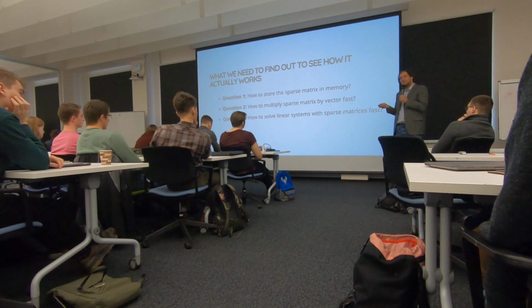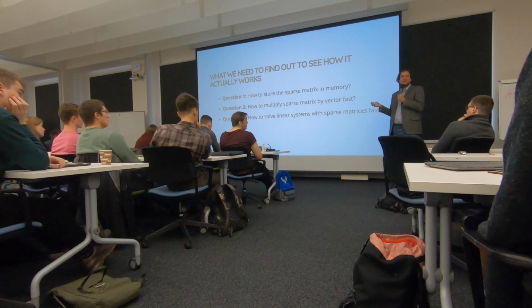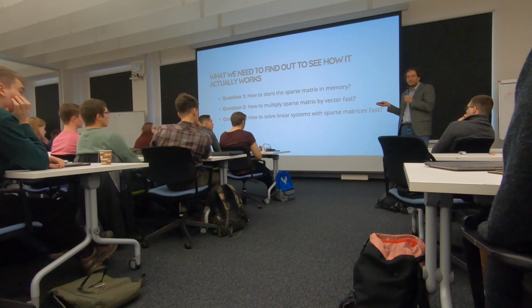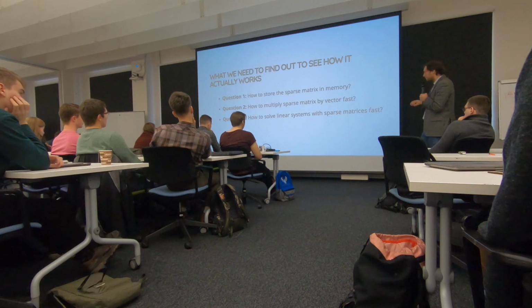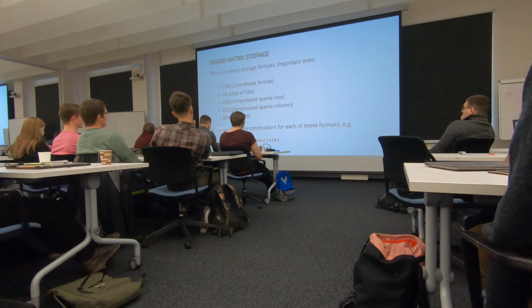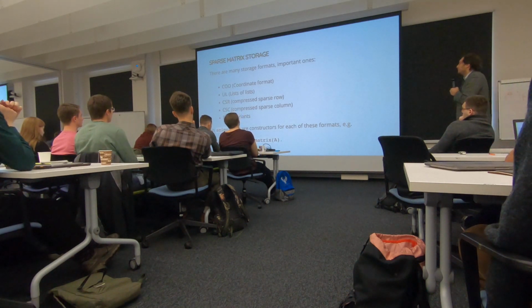Sparse matrix by vector product is of crucial importance, for example, for solving linear systems, because that's the way we will test that we get a good solution. If you have an approximation to the solution, we want to test A times x equals b. If you cannot do that, it is questionable what we are doing. So we need to multiply, and in the end we will briefly discuss how to solve linear systems, and then the details will be in the next lectures. The first two are more or less straightforward, but we need to discuss them.